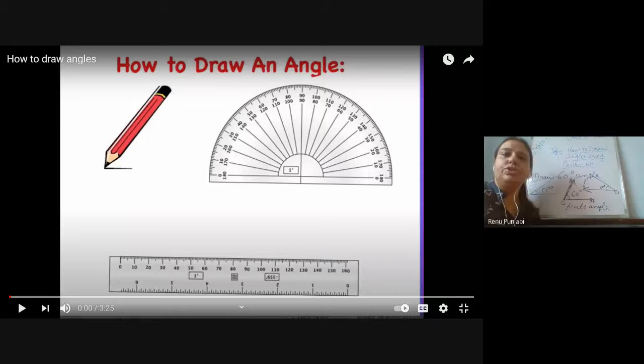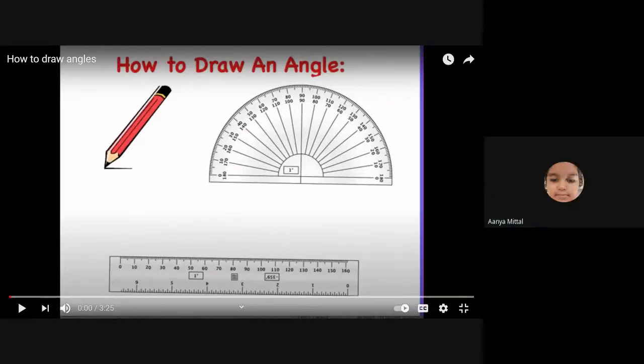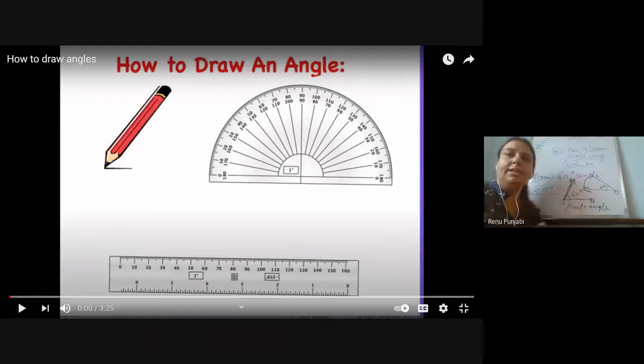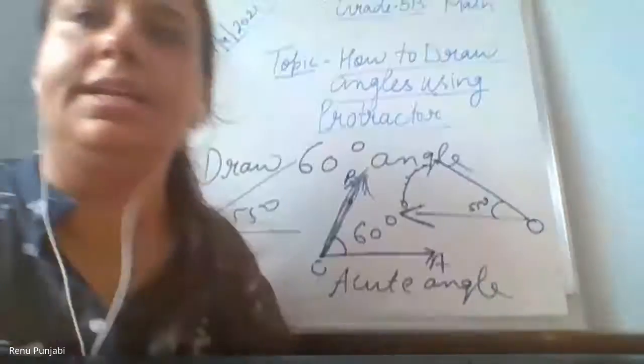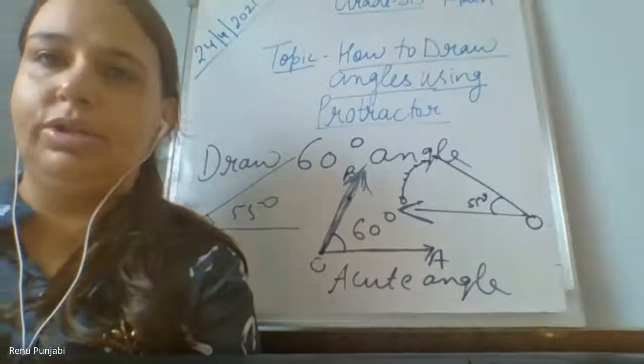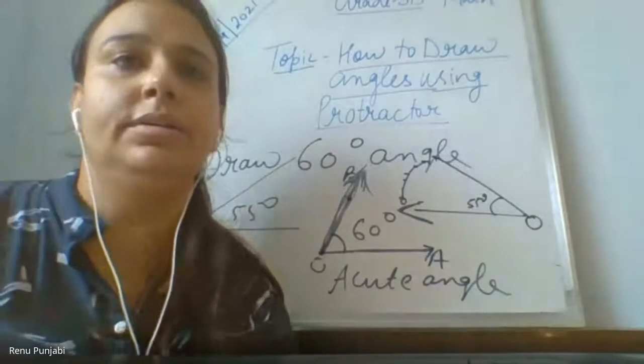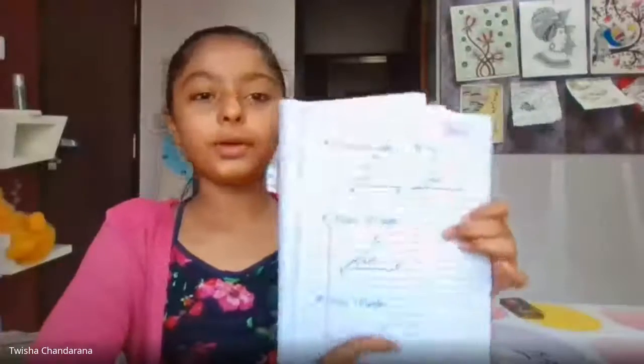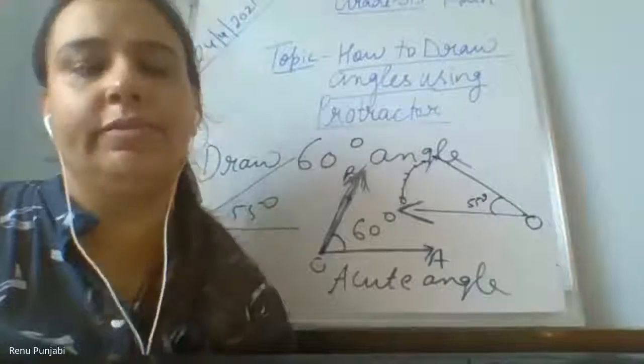So now you understood how to draw the angles? Yes, ma'am. Any problem, any difficulty in drawing the angles? No, ma'am. Very good. Now ask any doubt if you have. I am drawing 60 degrees, 40 degrees, 10 degrees, 100 degrees and 55 degrees. Very good.